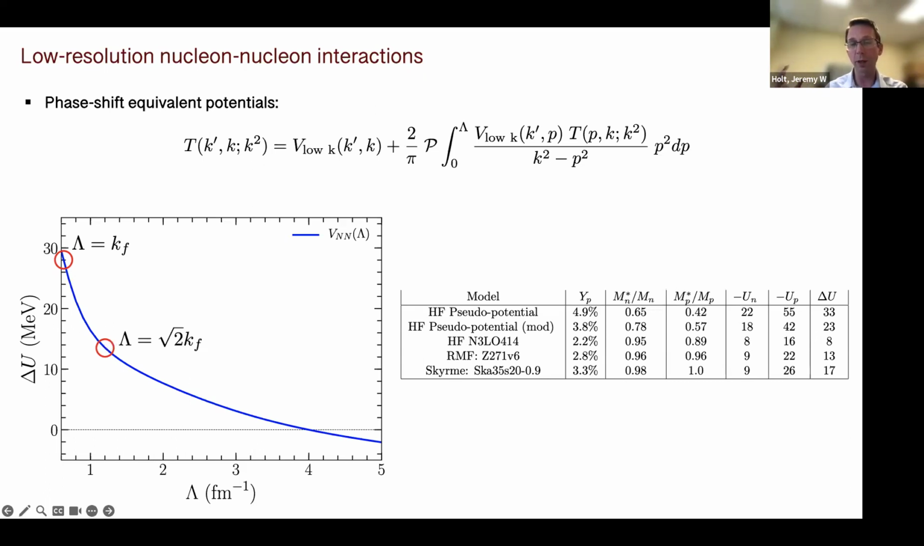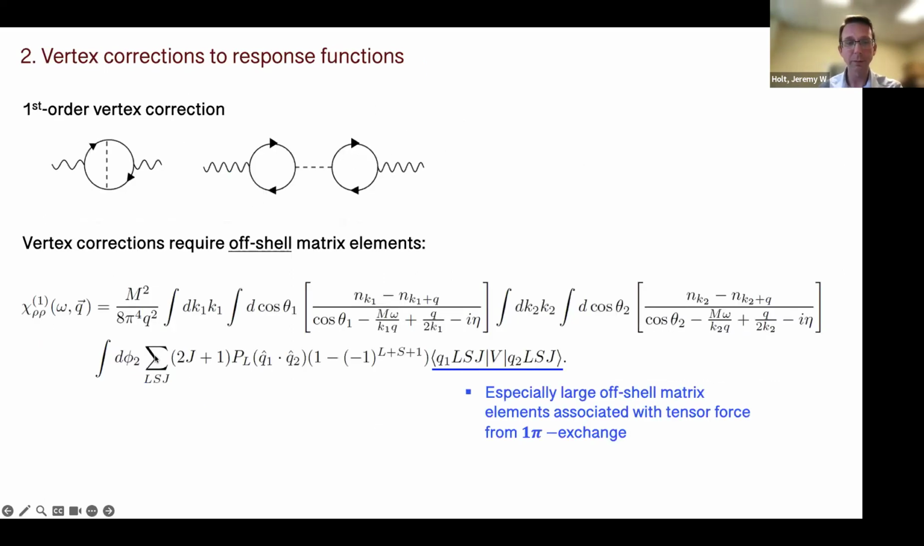And so we're building all of the essential physics into that leading order mean field diagram. And this just shows where we might choose that cutoff scale to be, between roughly k_F and maybe the square root of 2 times k_F. Okay, so that's mean fields.